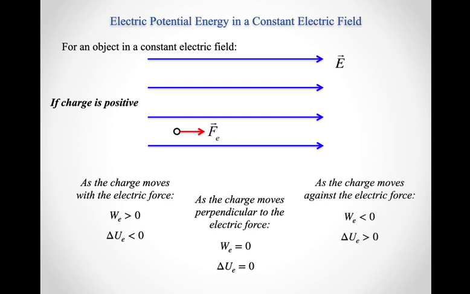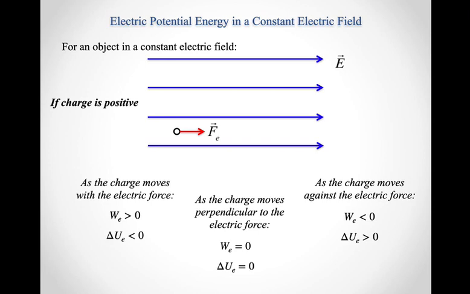If I then move my charge back to the left, in this case that means it's moving against the electric force, so the work done by the electric force is negative, which means we are increasing the electric potential energy of the charge. Once I know what the charge on my particle is, then I can figure out as it starts to move around whether it's increasing or decreasing its electric potential energy.